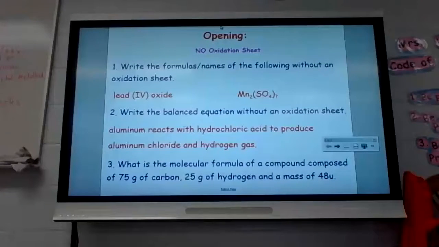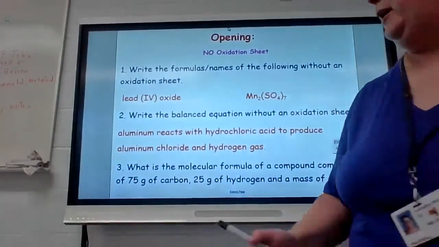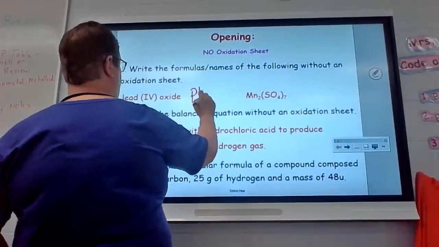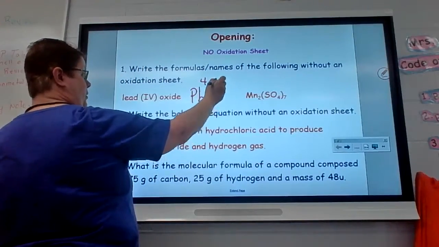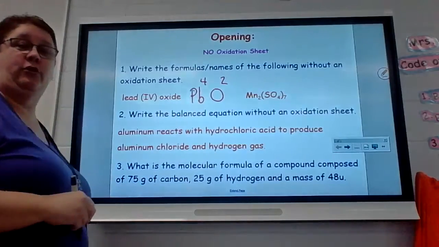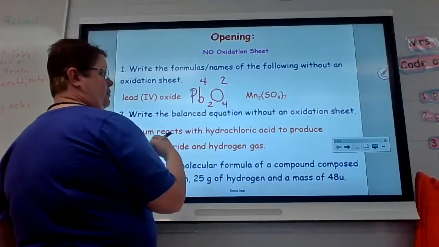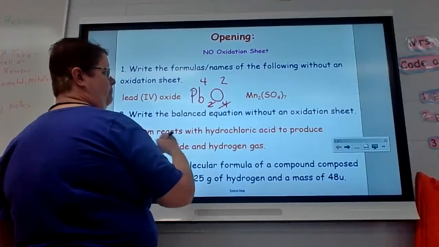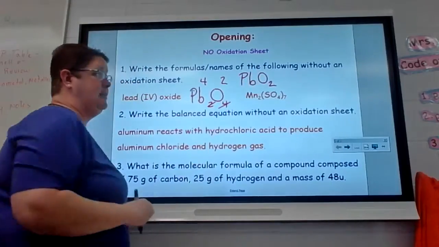For most of us, it should have been a breeze. So look at it, lead 4 oxide. What's lead's symbol? Pb. I gave you the oxidation number, right? So all you have to do is Pb has a 4. Oxide is O. What's its oxidation number? 2. What should you recognize about 4 and 2 immediately? Reduce. It's going to reduce. So you got a 2 and a 4, and you said it was going to reduce. So that's going to reduce into what? 1 and 2. So PbO2. Nice and easy.